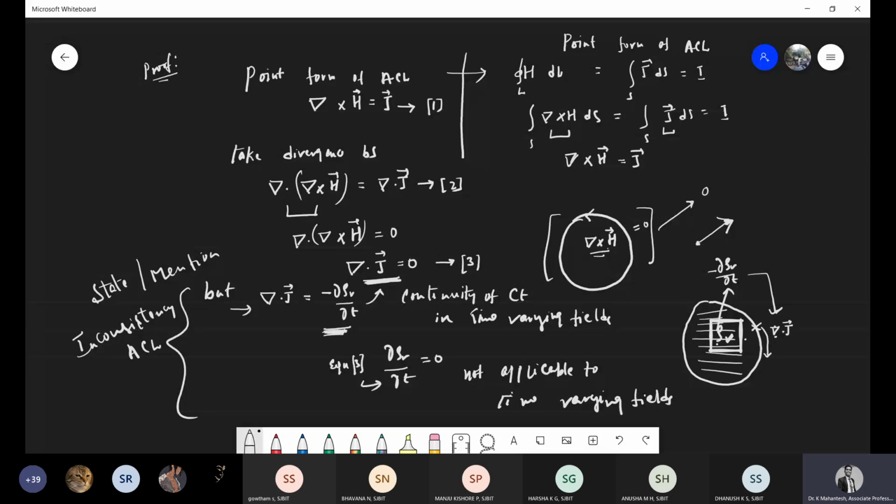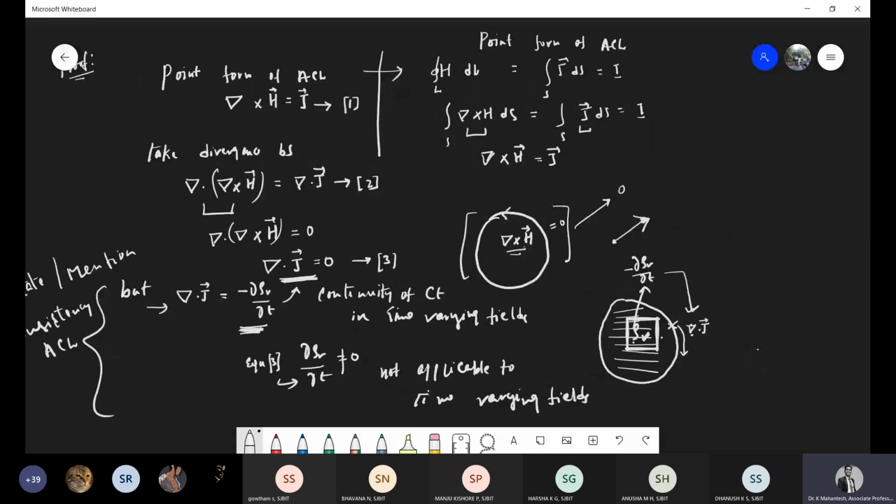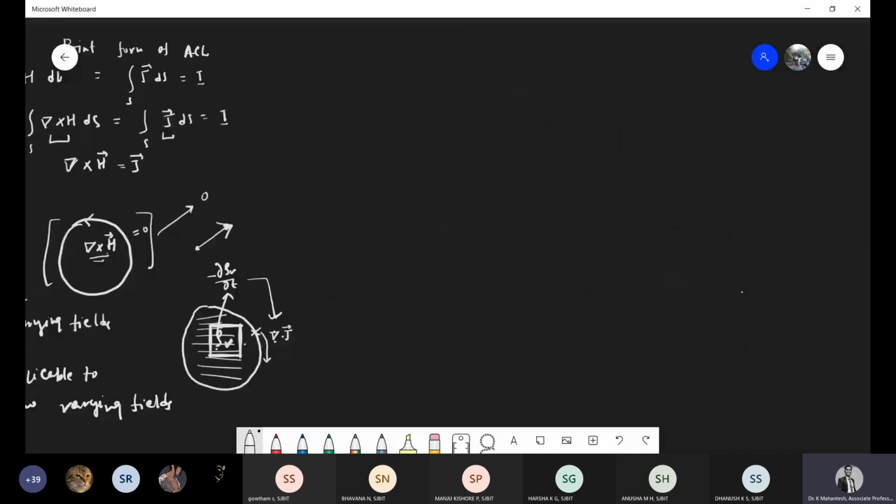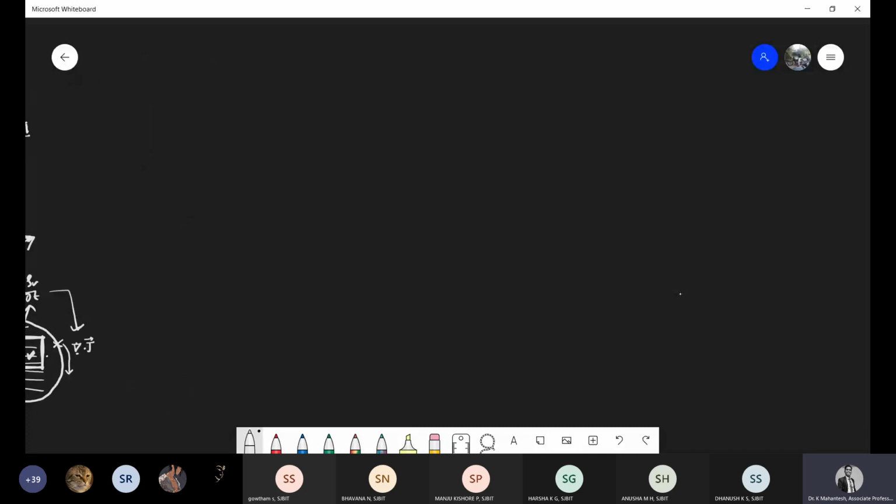Dou rho v by dou t is not equal to 0. Right? Hope you understood this inconsistency now. Therefore, due to this inconsistency, this was the motivation for Maxwell to introduce the displacement current term. So he introduced displacement current. I represent it as ID, and displacement current density as JD, and modified the Ampere circuital law. Now we shall see what modification has been done.